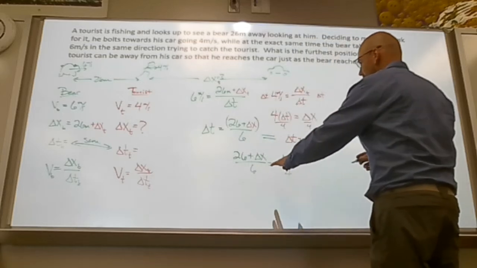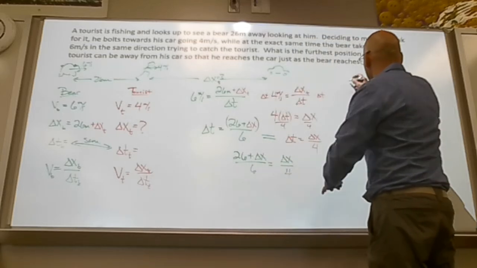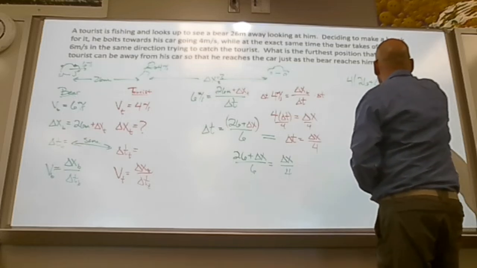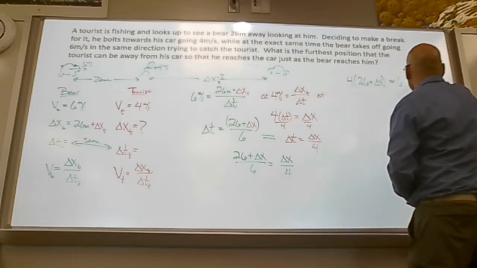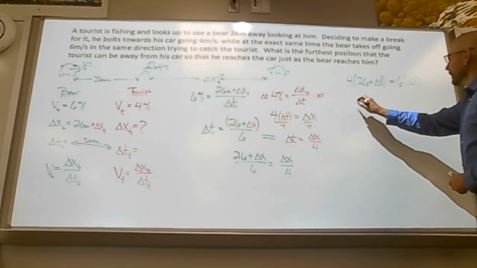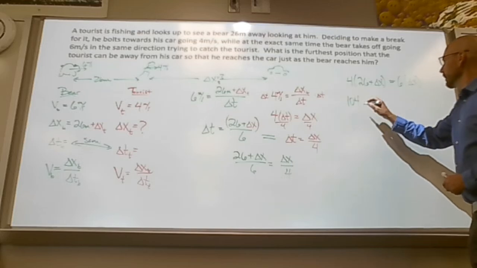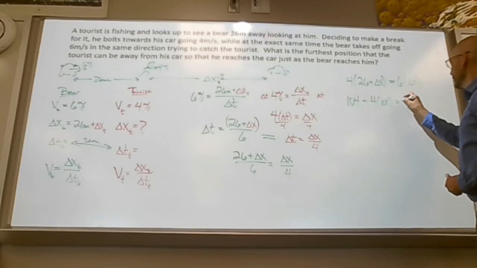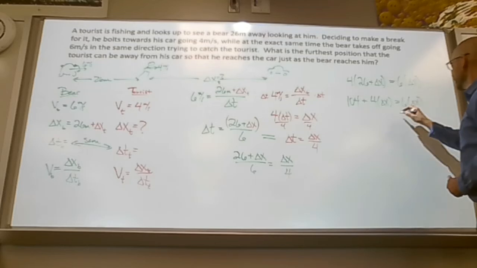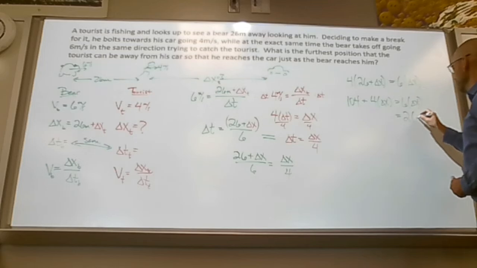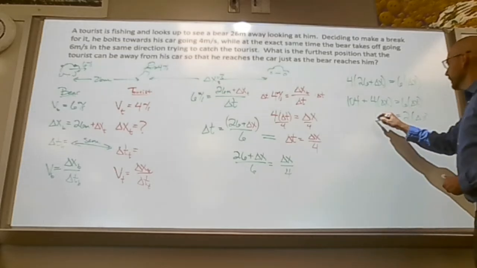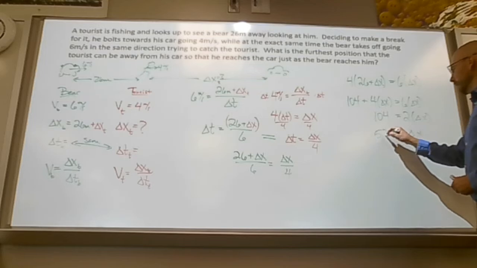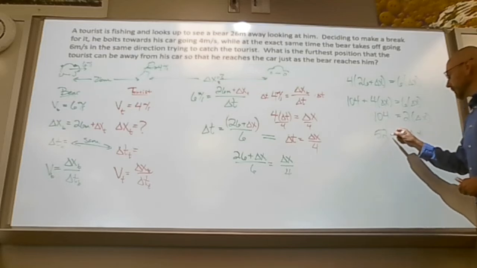Okay. So I'm going to cross multiply here. So I got 4 times 26 plus delta x is equal to 6 times delta x. So this is 104 plus 4 times delta x. This is 2 delta x, 104. I get 52 meters.